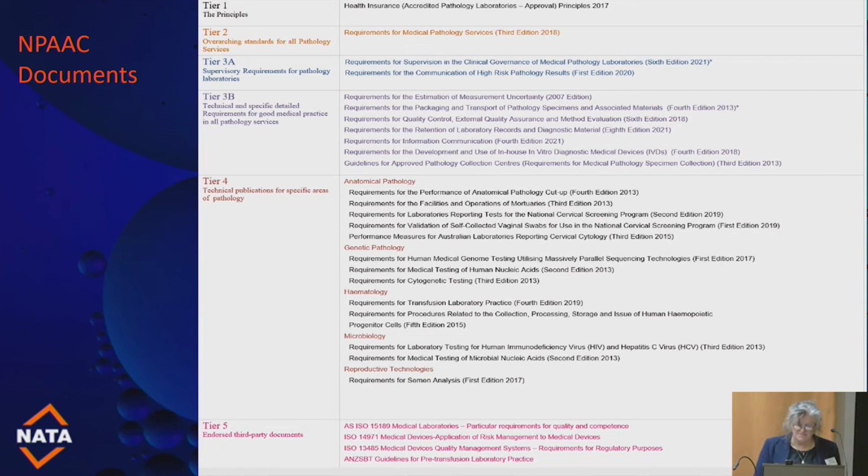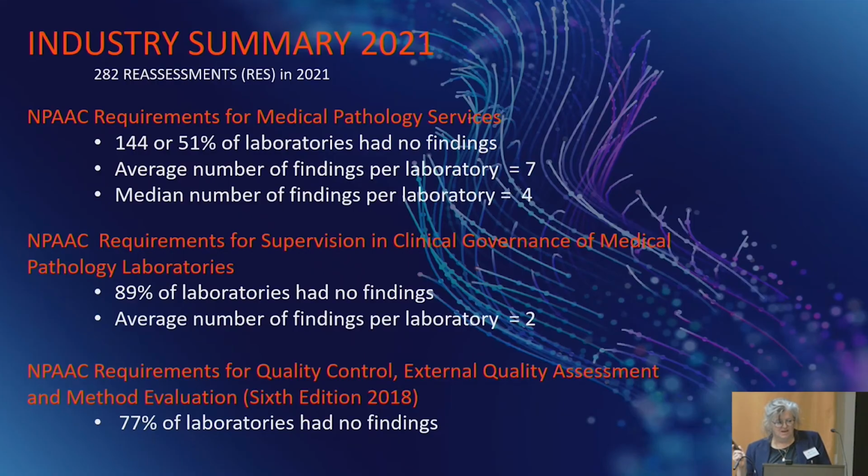Just some stats for you, and I think I'm going to steal Peter Stewart's thunder. This is the industry summary that we put together. Of the 282 assessments we did in 2021, these are the results. We did a lot of other assessments too. Most labs, 41% of labs had no findings against the RMPS, and for those labs that did, the median was 4. So that's actually pretty good, 51% of labs had no findings against the RMPS.